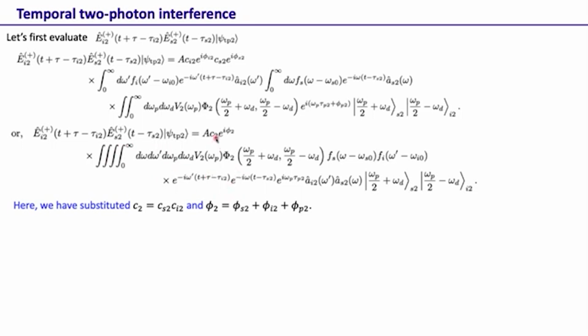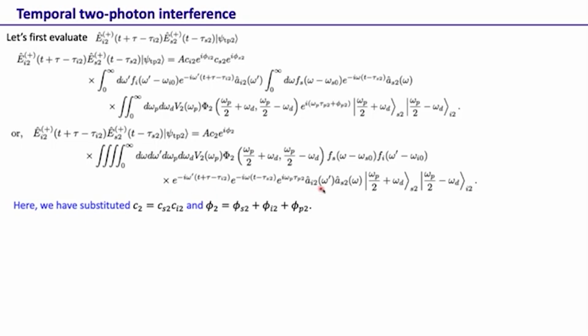The C2 we are putting for CS2 times CI2. We are combining these two, and then phi 2 we are putting in place of phi S2, phi I2 plus phi P2. We just collect it, put it together, and since these do not depend on omega P, omega D, they are put outside. That's the pump field amplitude, that's the phase matching function. Here are the filter functions that we have put together, and all these terms we have then put together.